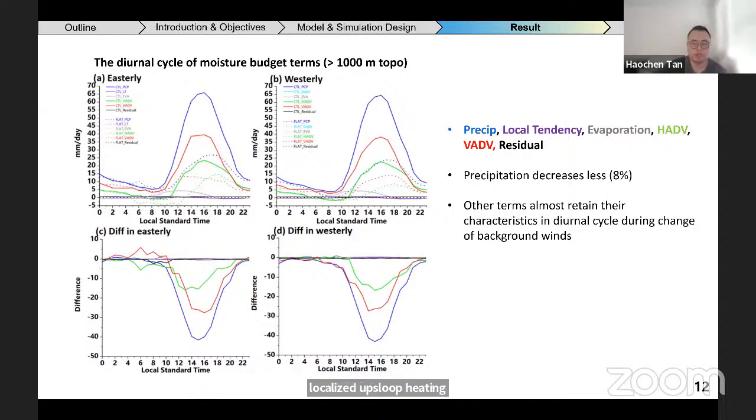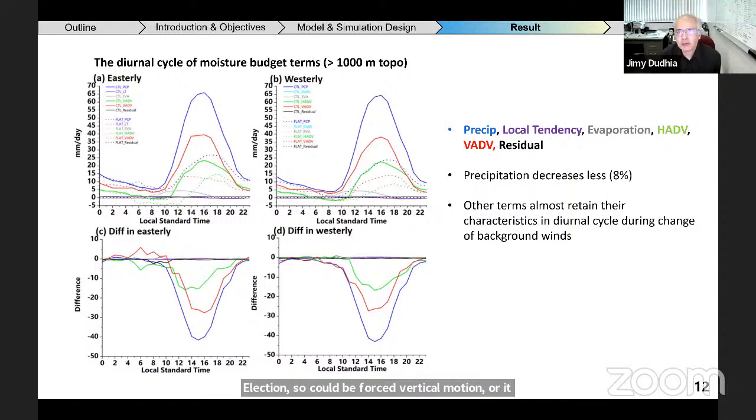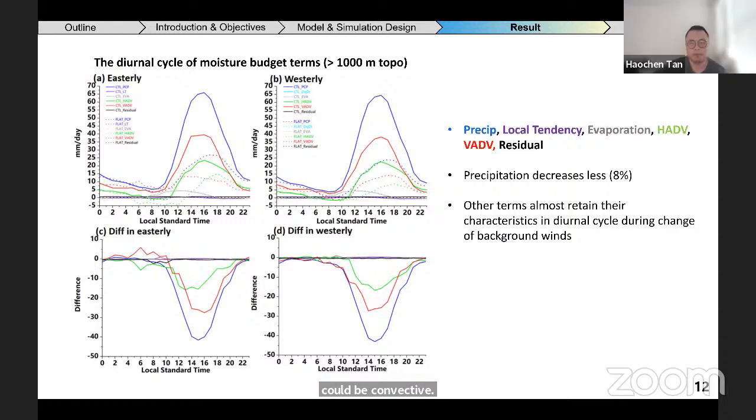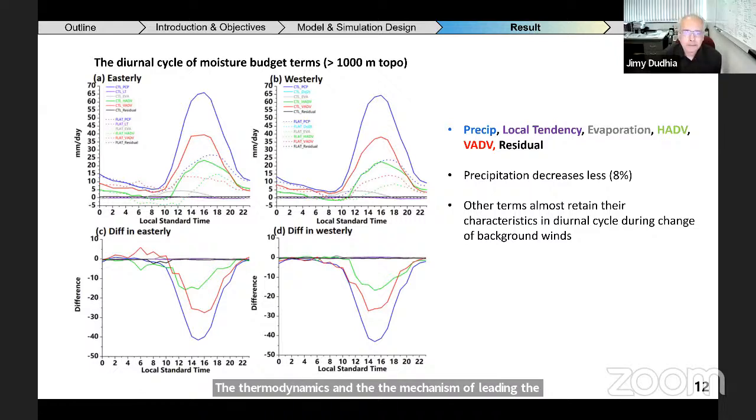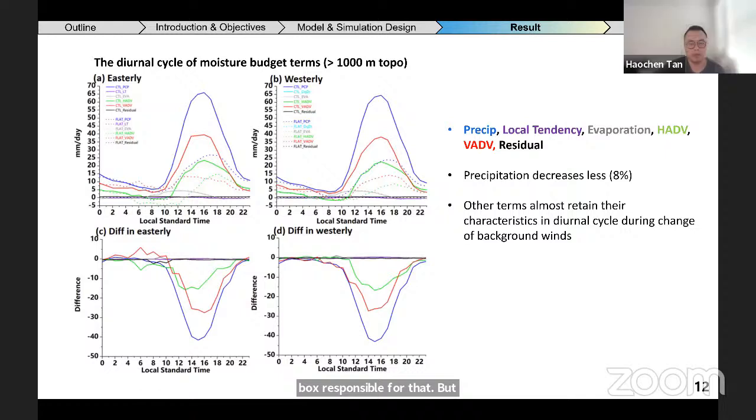So the precipitation difference is mostly from the vertical moisture advection. So, yeah, it could be forced vertical motion or it could be convective vertical motion. Theoretically, the thermodynamics and the mechanism of lifting are both responsible for that, but it needs more investigation for sure.